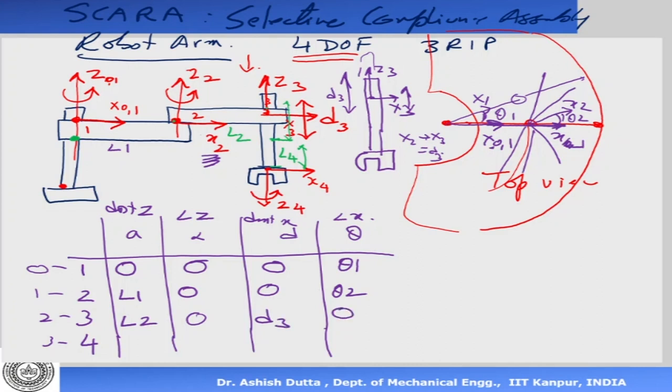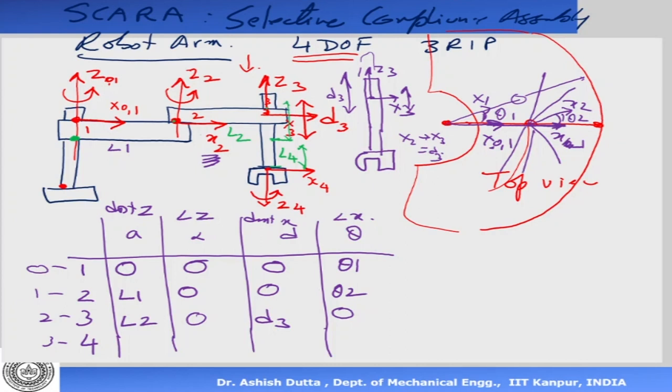Okay? So axis 2 is fitted on link 2. Axis 3 is fitted on link 3. So when link 3 is moving up and down, the origin of frame 3 is going up and down also. And that is creating the distance between X2 and X3. Okay, now what about the last one?